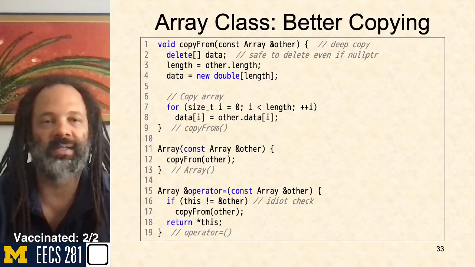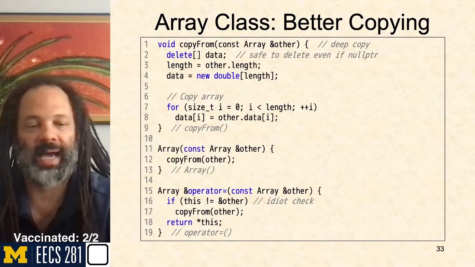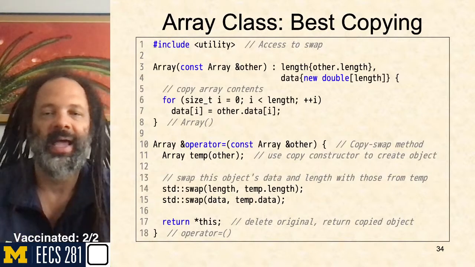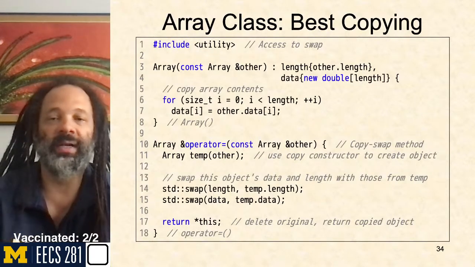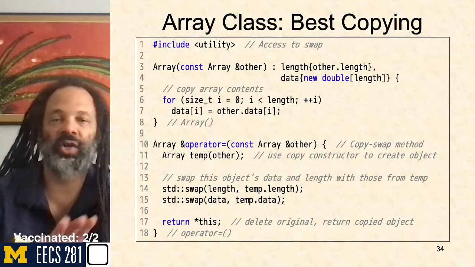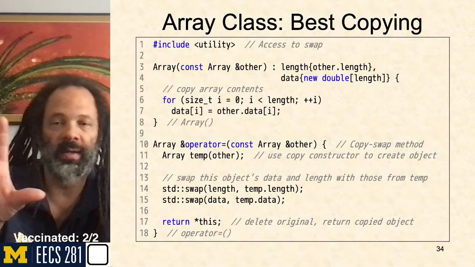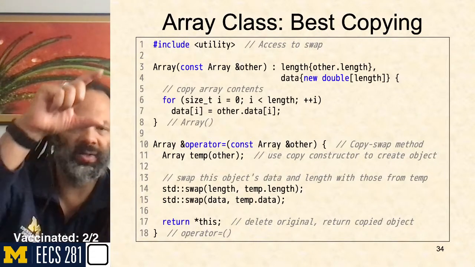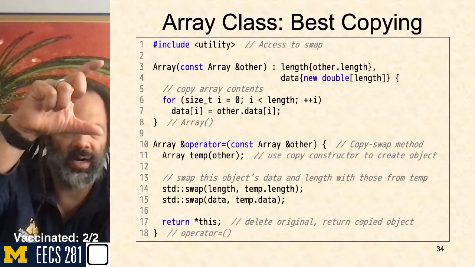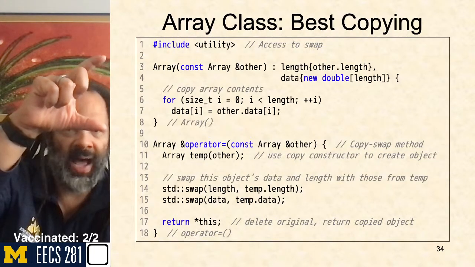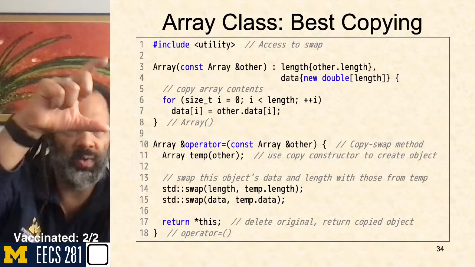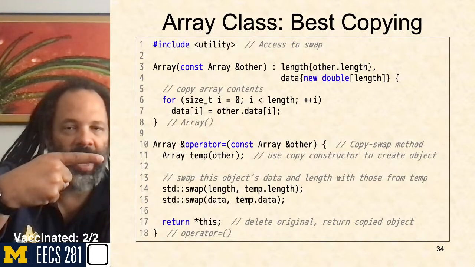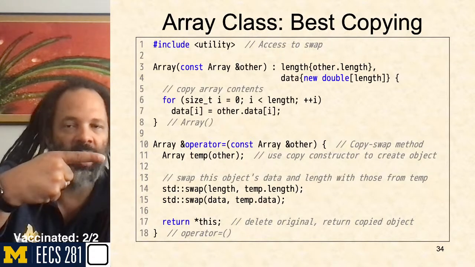There's a way to get around this, and we call this the copy swap method. So the best way to do this is what's called the copy swap method. In the copy swap method, what we're going to do is make sure we put all of that work back into the copy constructor. So here's our copy constructor as we saw it before we started putting things into copy from. But now during operator equals, we're going to reuse this code here in line 11 to say array temp other calls the copy constructor.